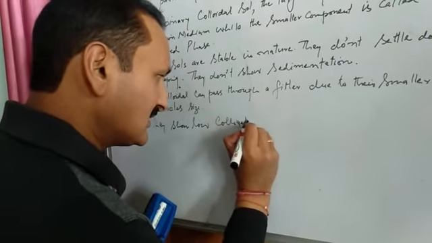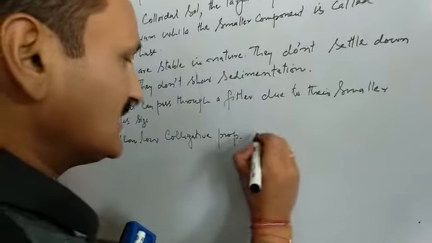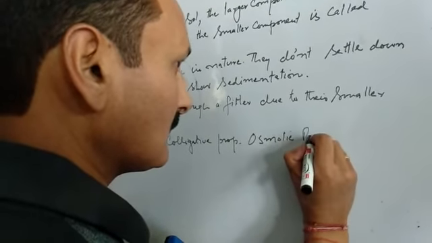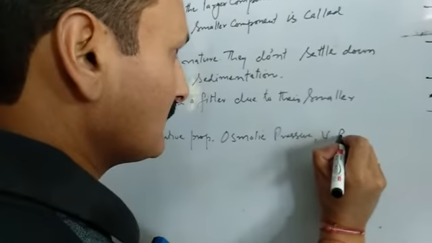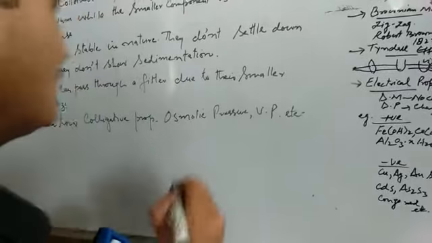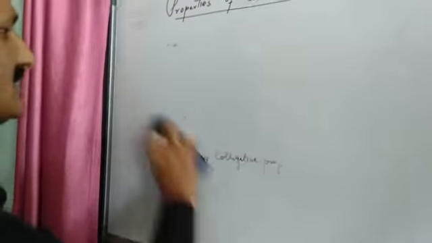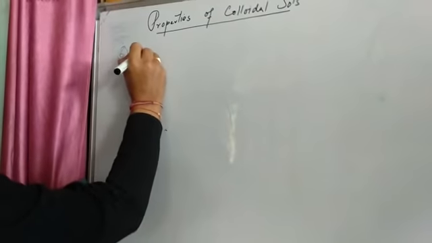There are some colligative properties like osmotic pressure, vapor pressure, etc. These are some colligative properties. So our colloidal solutions show these colligative properties. Coming to another property, that is Brownian movement.